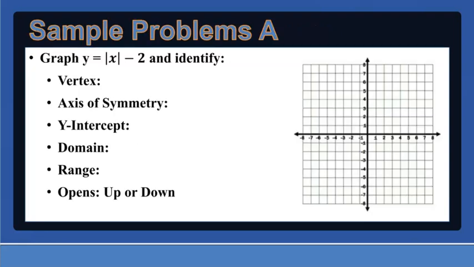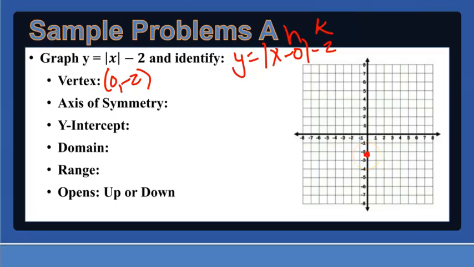So now let's take a look at our first example here. Here we're going to graph y equals the absolute value of x, minus 2. Now this minus 2 is on the outside of the absolute value, so that is actually our k. So if I were to rewrite this, this would be y is equal to the absolute value of x minus 0, minus 2. Here's my h and here's my k. So my vertex is actually at 0, negative 2. So I would have a point at the y-intercept right here.